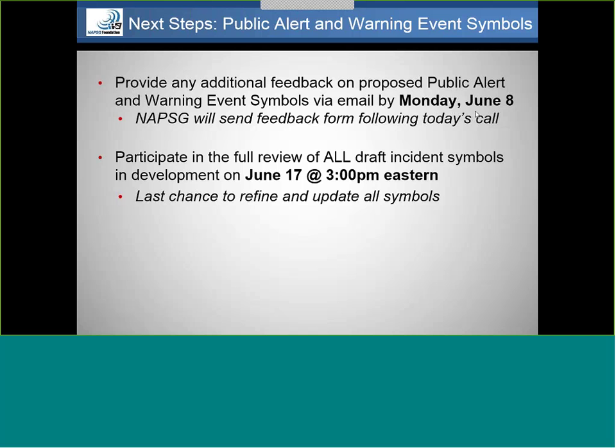And then the other piece is that we are going to do a full call with all of the symbology working group members. I think we're about 35 or so at this point, on June 17th at 3 p.m. This is really going to be a great opportunity for you guys, if you haven't had an opportunity to look across everything that's been in development, to take a look at it and provide any thoughts to help us refine this so that we can go to finalizing all of the symbols that have been in development under the phase three effort, which obviously goes well beyond the scope of public alert and warning. So we will be covering everything on that June 17th call. So those are the couple key pieces of feedback and next steps. I don't know, Chris, am I missing anything here? Anything else you guys want to mention in terms of next steps?